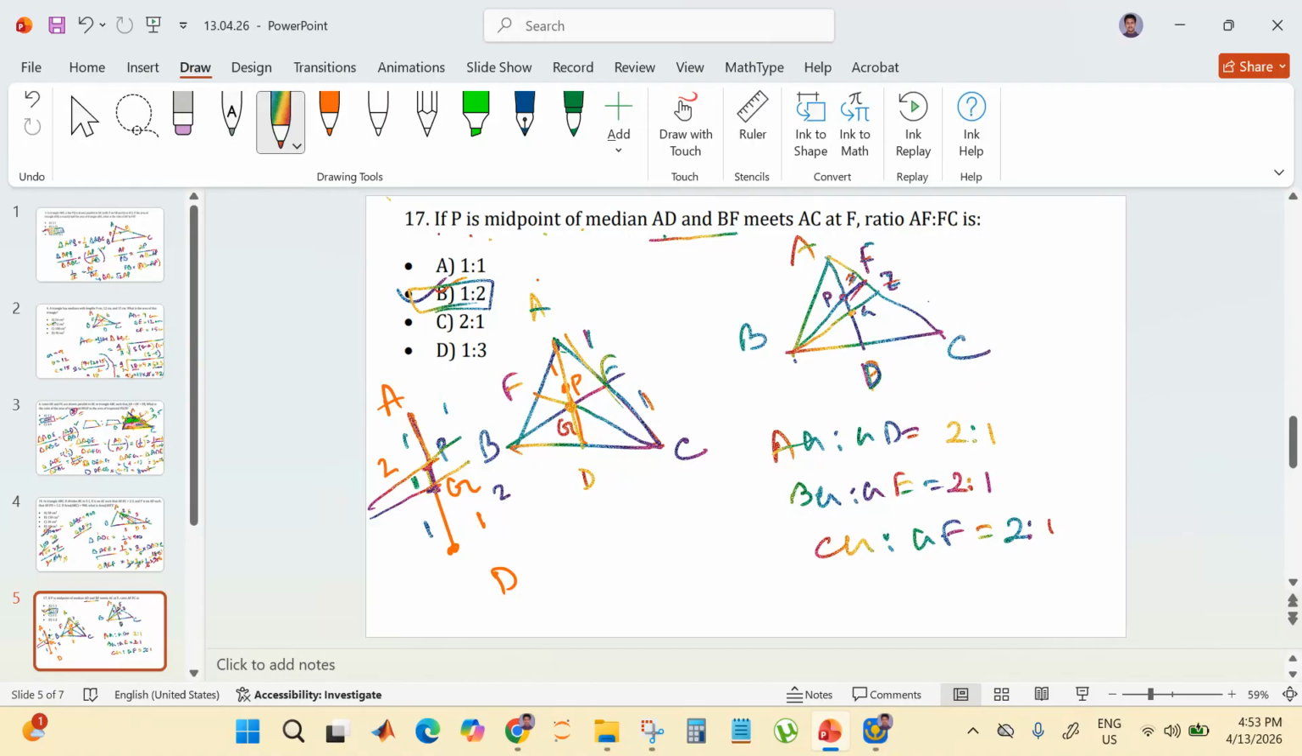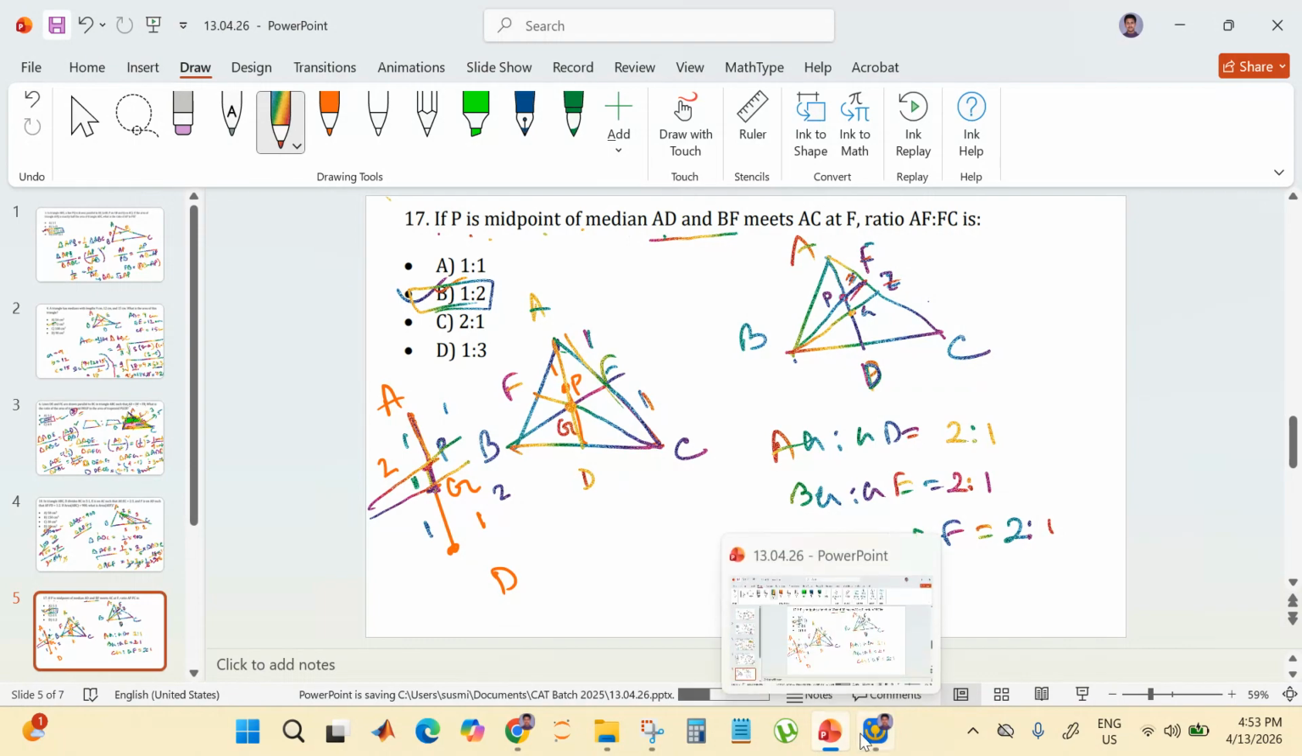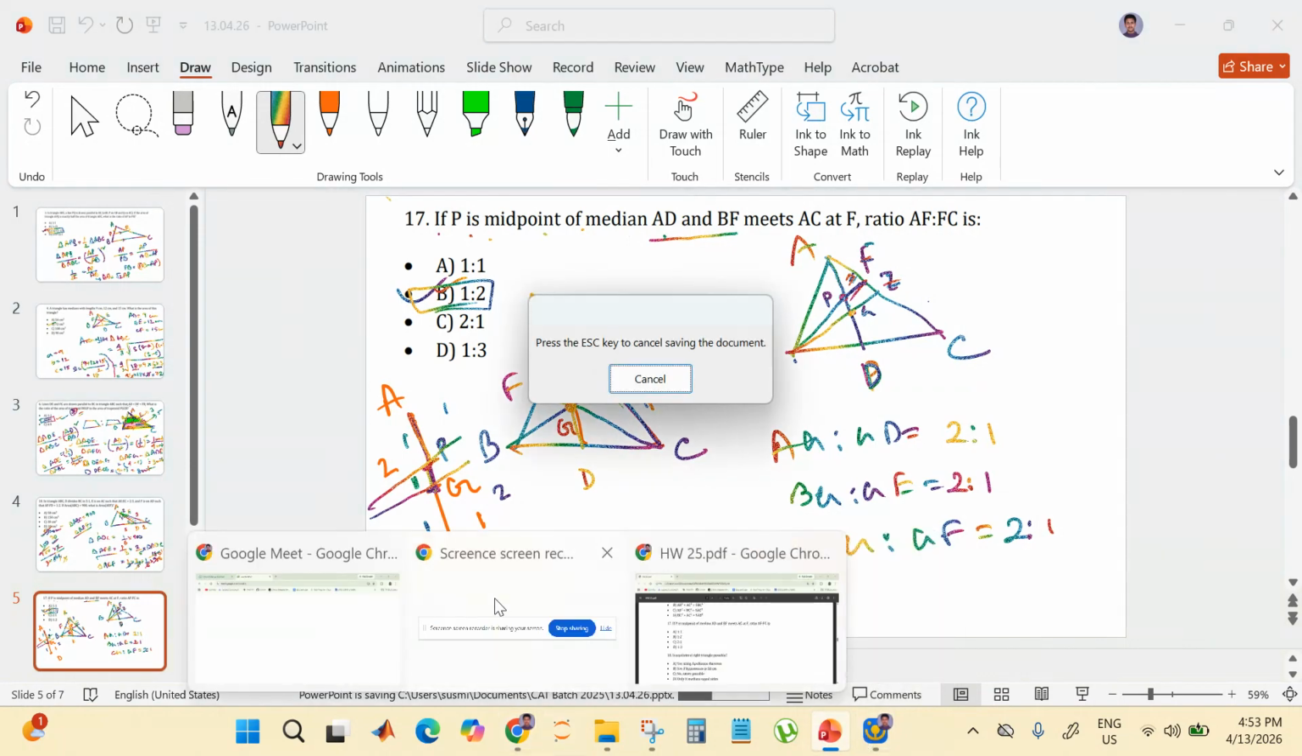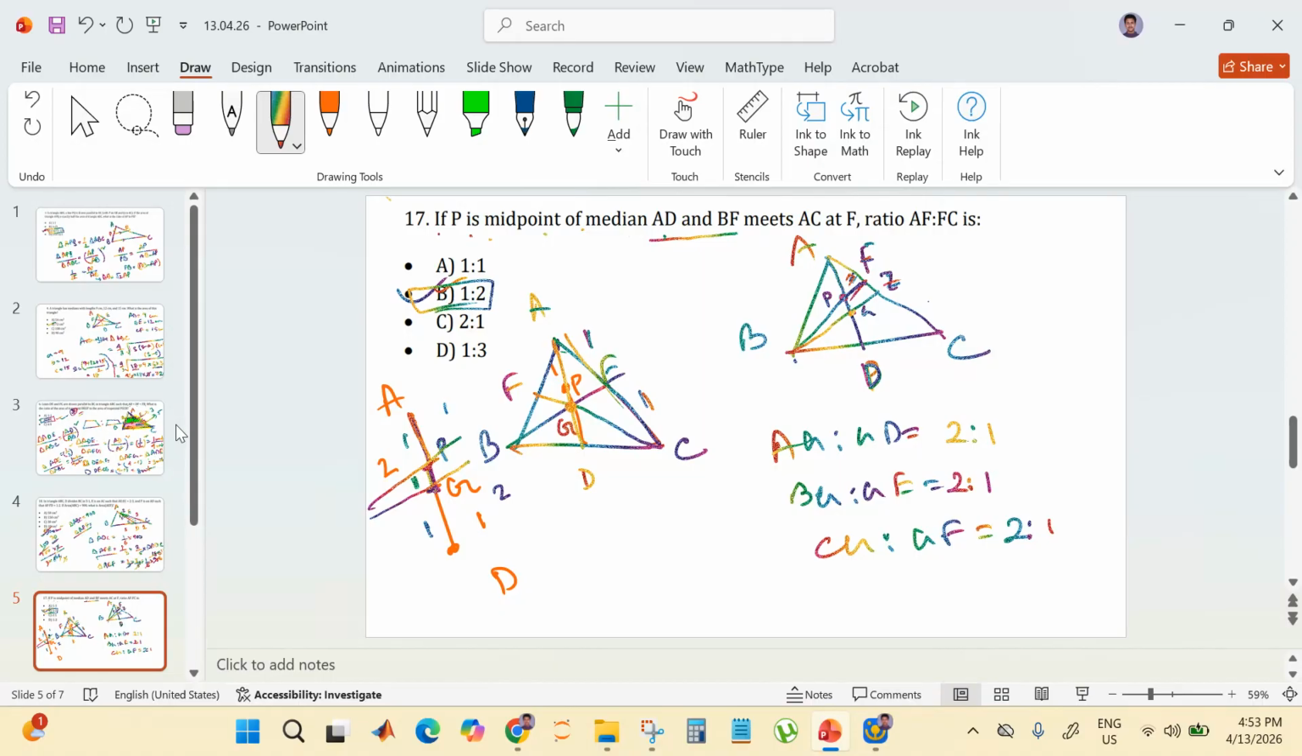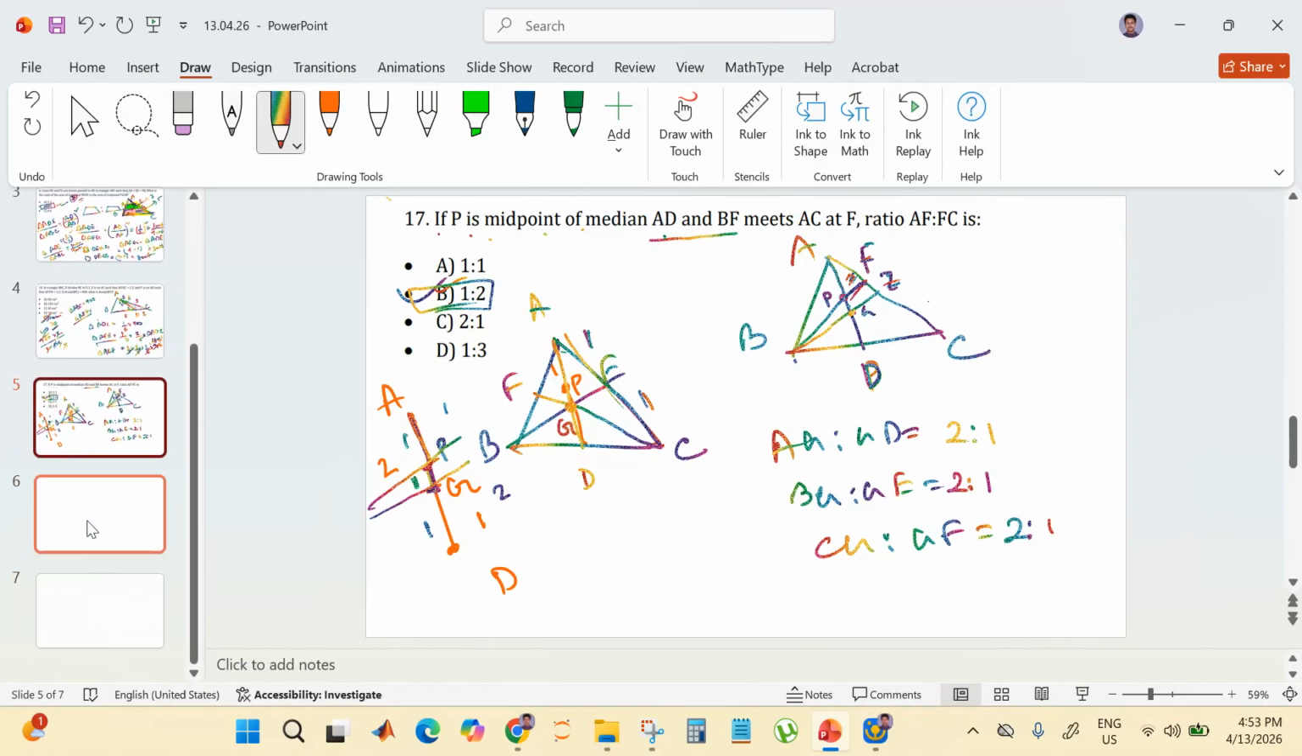And the medians are always intersecting at a certain point called G, which divides each median into a 2 is to 1 ratio. Okay, these two important pieces of information you have to remember. Basically, this question is also a direct theoretical question, but I think I have not discussed it in the last 2 or 3 lectures. That's why I am discussing it.